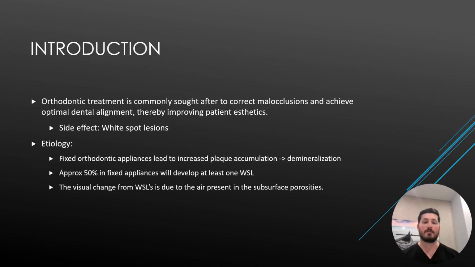So orthodontic treatment is commonly sought after to correct malocclusions and achieve optimal alignment, and thereby improving patient aesthetics. One of the big side effects from orthodontic treatment, especially with fixed appliances, are white spot lesions. These are areas where plaque is accumulated, and that eventually leads to demineralization if the patient hasn't been keeping up with proper oral hygiene. Approximately 50% of people in fixed appliances will develop at least one white spot lesion over the course of treatment. The visual change from white spot lesions is due to the air present in the subsurface porosities causing different refractive indices.